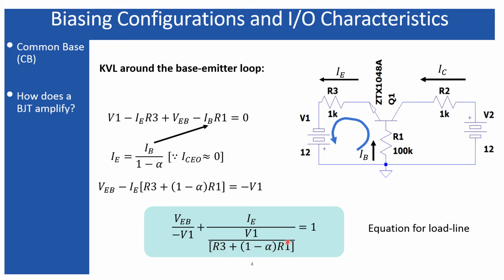So this value may not be neglected in comparison with this one, because although alpha is very close to unity, since 0.98 is very close to unity, the value of this resistance is so high, higher than this R3, that it may not be neglected. But there you may find some situations where that value can also be neglected. So this is the equation of the load line.